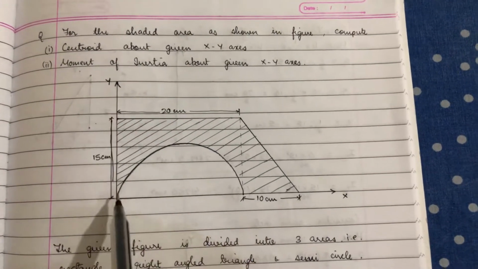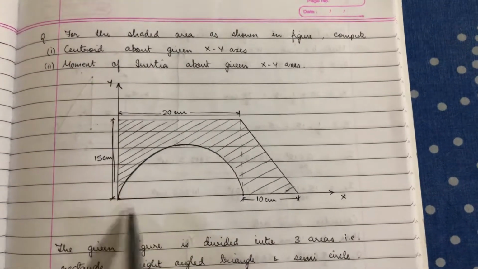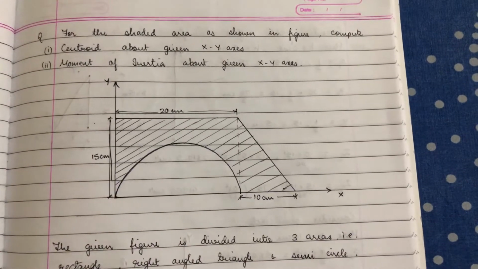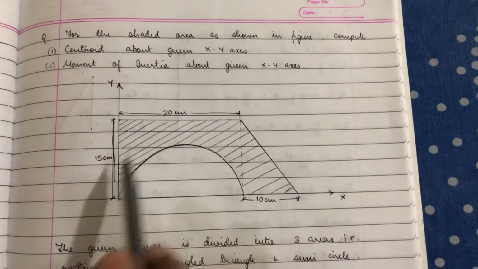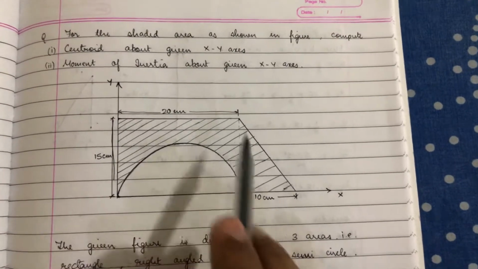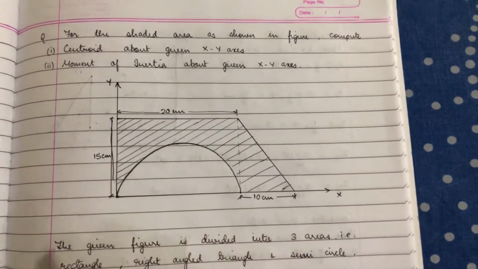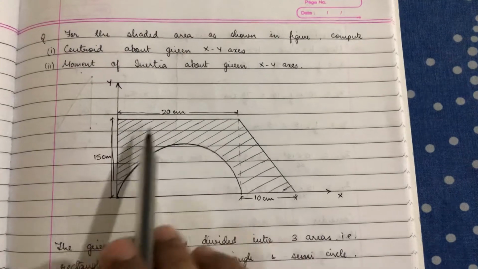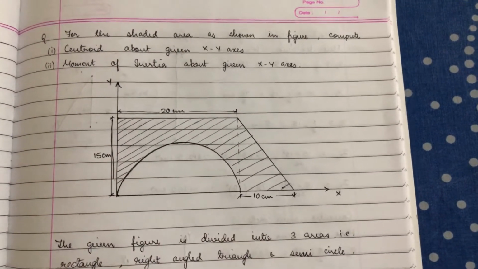So this is the basic figure that is given. This is the x and y reference axis. This is the figure of which you have to calculate the moment of inertia. The dimensions are also provided.